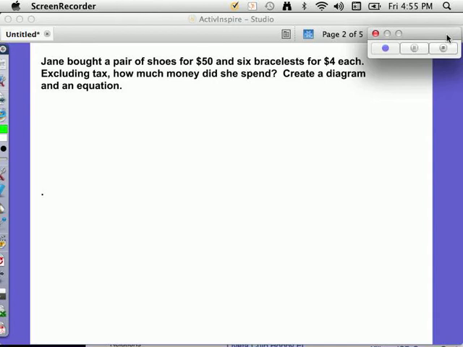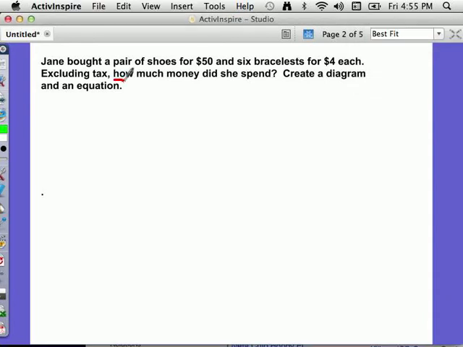Jane bought a pair of shoes for $50 and 6 bracelets for $4 each. Excluding tax, how much money did she spend? Create a diagram and an equation. Now, how would that look? First of all, the first thing I need to do is figure out what is the question that I have to answer. Well, the question I have to answer in this is, how much money does Jane spend?